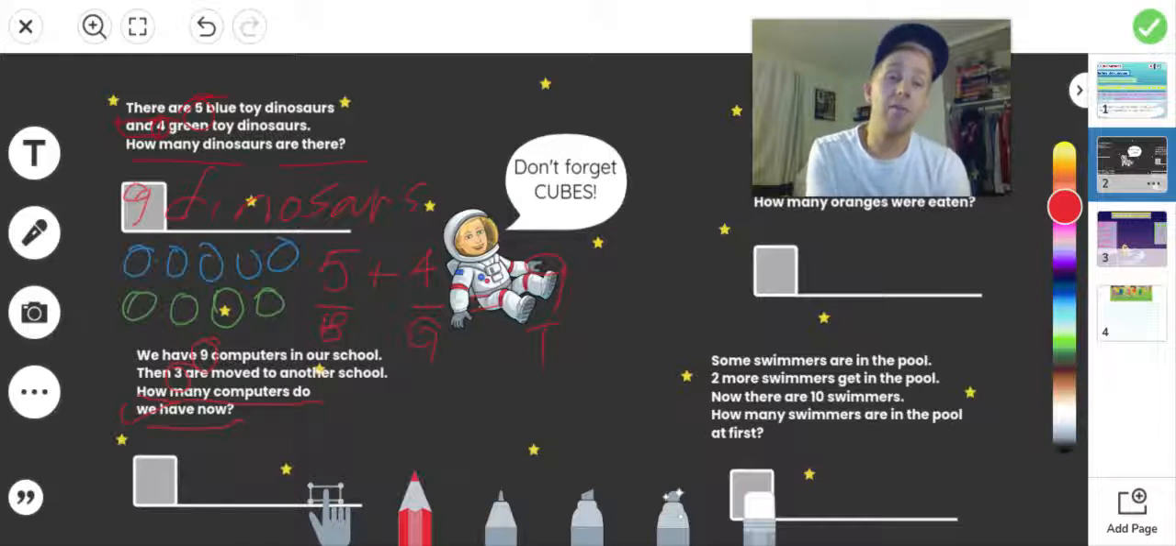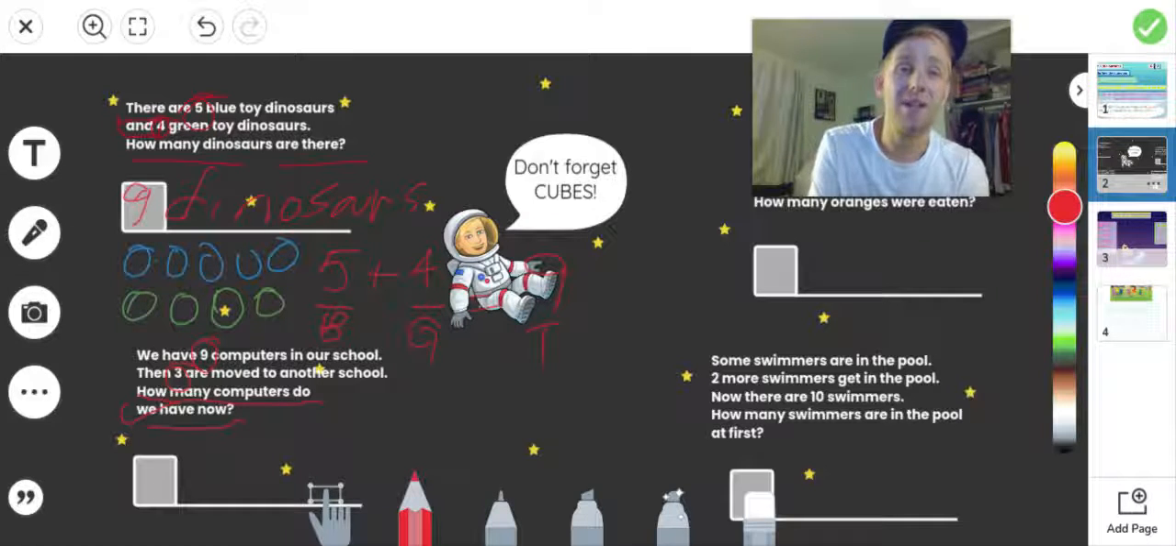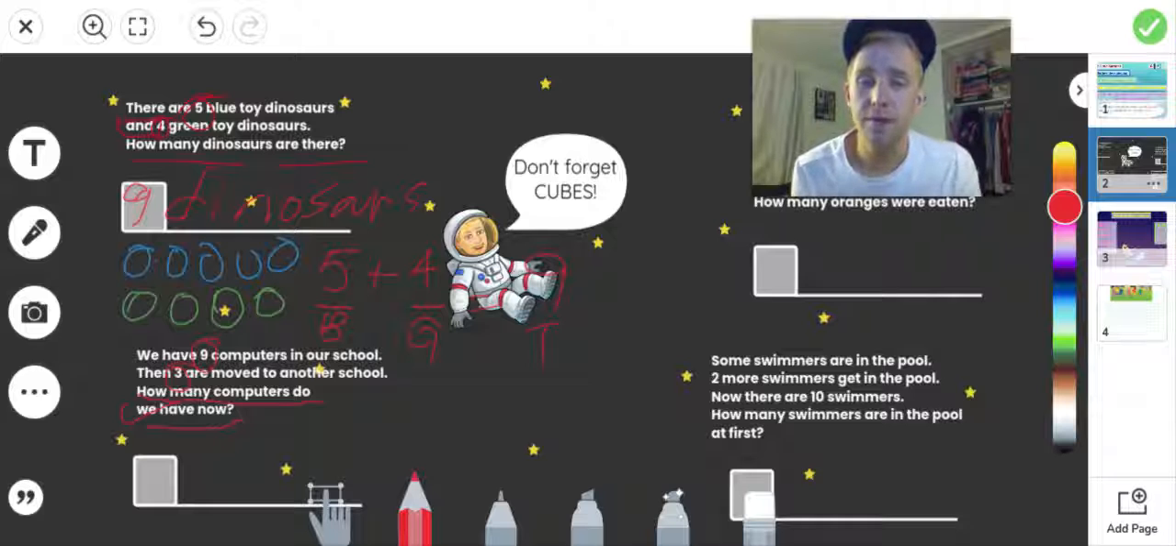All right. I am going to now move on to B, box the math action words, which means it's okay time for me to go and read my story now. Now I can read it. I know I was excited, had to do those steps. Now I get to go do it. We have 9 computers in our school. Then 3 are moved to another school. How many computers do we have now?